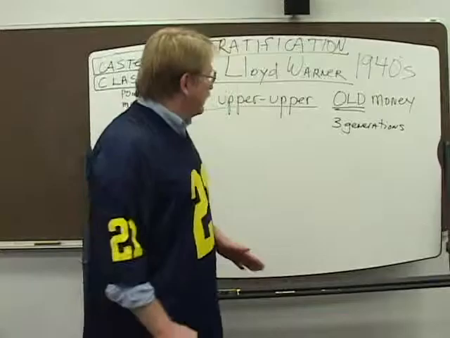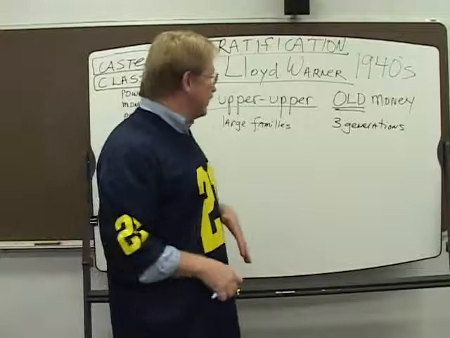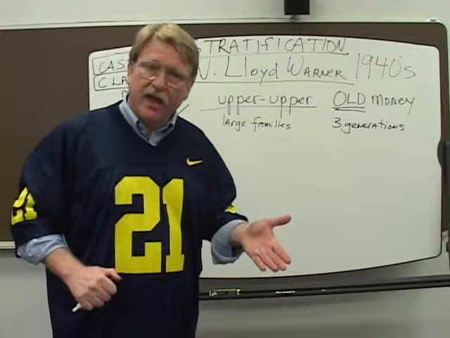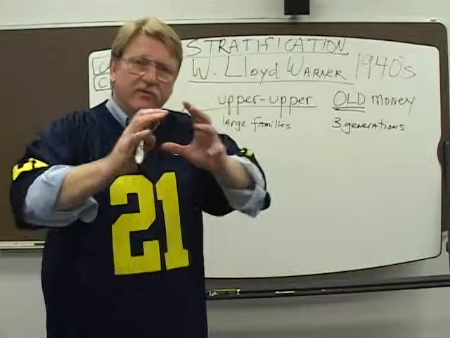These people have large families. And of all the classes except the lowest class, they're the most likely to have multi-generations living in the same household. John Kennedy was not considered upper-upper class until he married Jacqueline Bouvier. She didn't have much money, but she had the old family name, and together, he had the money, she had the prestige. Together, that was what finalized the Kennedys as being members of the upper-upper class.